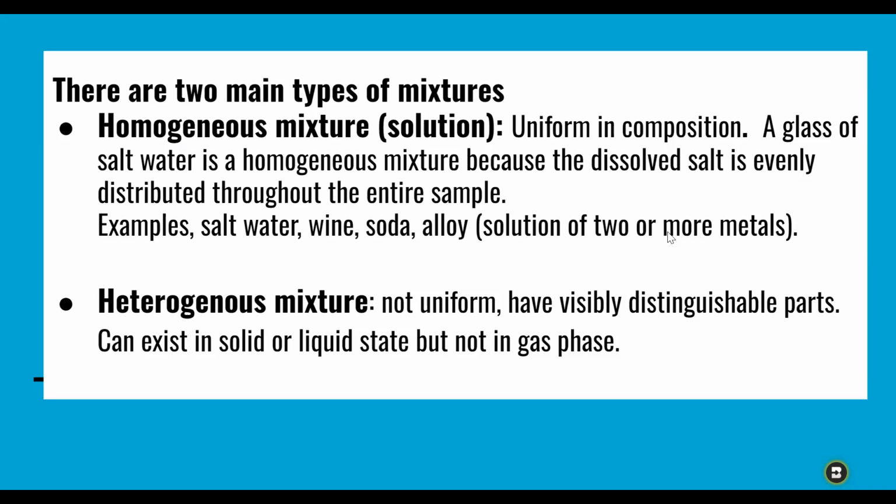Heterogeneous mixtures are not uniform. You can clearly see the particles that make up the different parts of the mixture. Like if I mix iron filings and sulfur, you will see the iron filings with the sulfur. Clearly, it's a heterogeneous mixture, because you can see the color is different, everything is different. So they are not uniformly mixed.